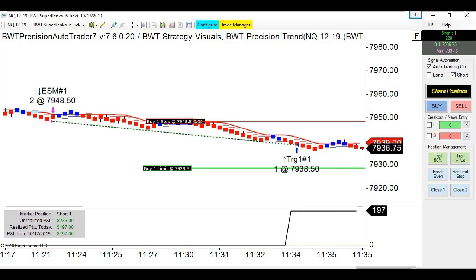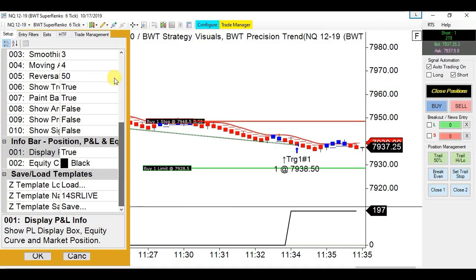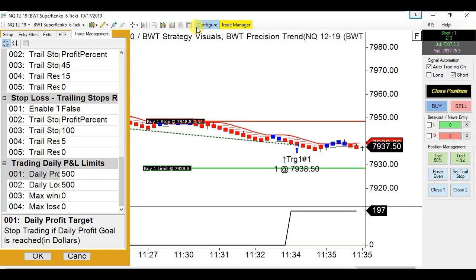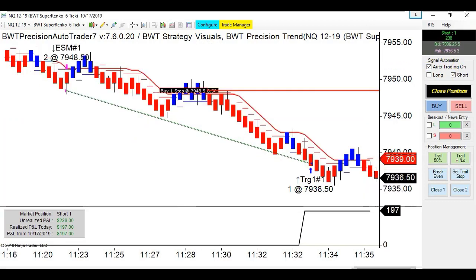But actually, this is still a $500 template, same as the last one. So we should get filled before then. Let's see if we can catch it, so I won't have to pause the video.